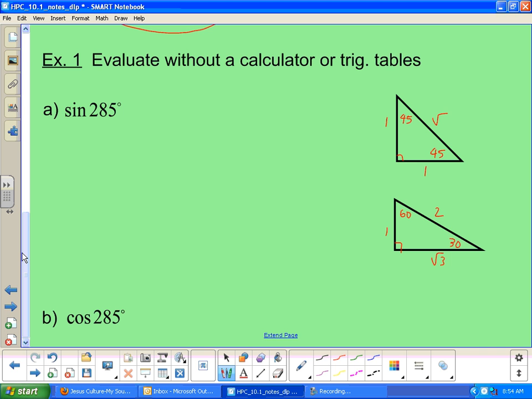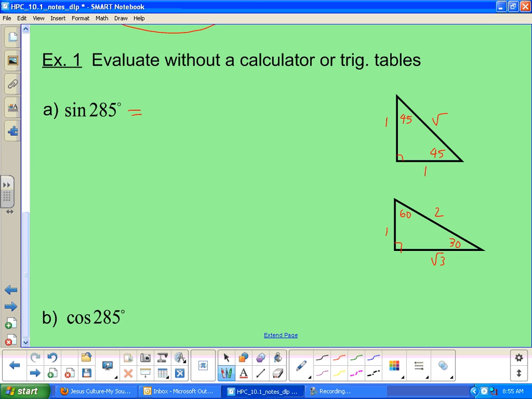Well, it's between 270 and 300. We know the sine of 270 is negative 1. We know the sine of 300 is a negative root 3 over 2. But how can we use some known relationships angle-wise for sine to help me come up with 285?